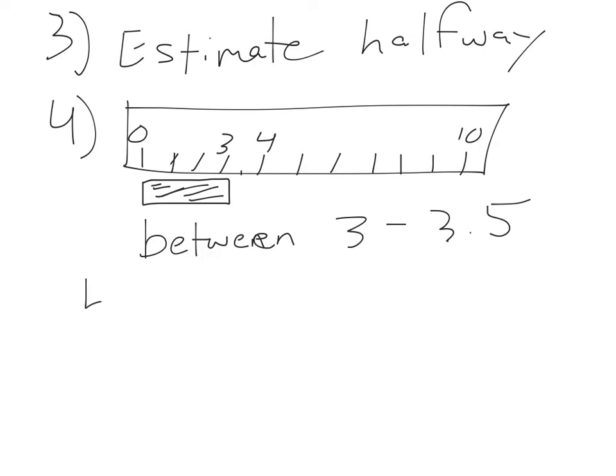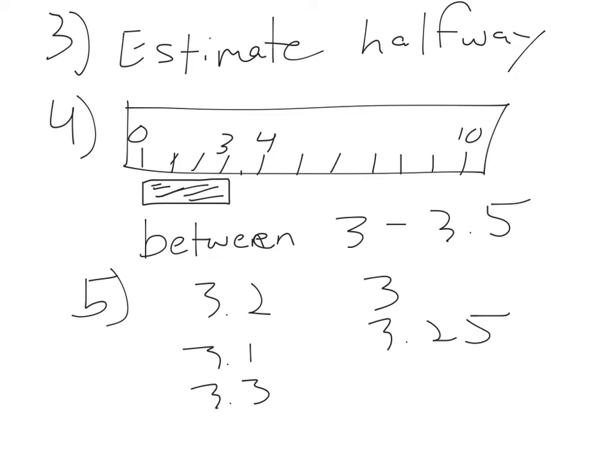Okay, 5. What were the students able to agree on? Were the students able to agree on a single value for any digit in this one? Now let's look at their student values. So we have 3.2, 3.1, 3.3, and we have 3, 3.25, 3.20. Notice everybody now agrees on the ones place.